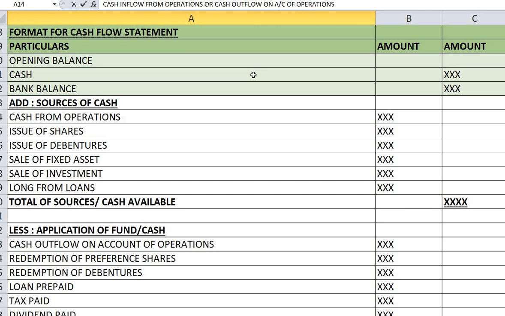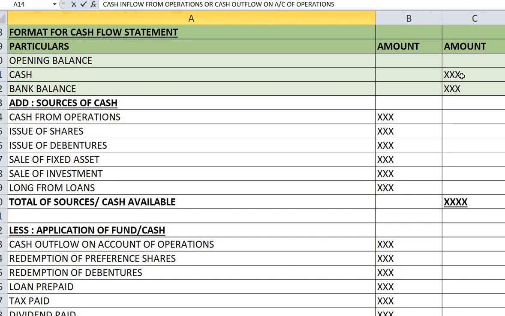So first thing what you have to do is identify the opening balance of cash given in your balance sheet. Say for example, if the opening cash balance given in the question is 30,000 and the bank balance is 50,000, and for the current year you will also have the closing cash balance and bank balance. So firstly you take the opening cash and bank balance and post it in the amount column.